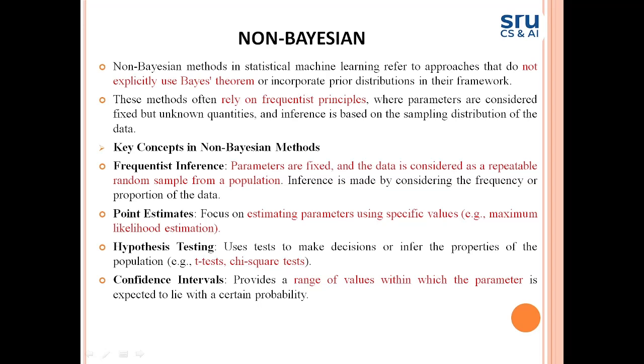Then we are having hypothesis testing. Here we can use a chi-square test and t-test to make a decision or infer the properties of the population. Confidence interval: it provides a range of values within which the parameter is expected to lie with a certain probability.